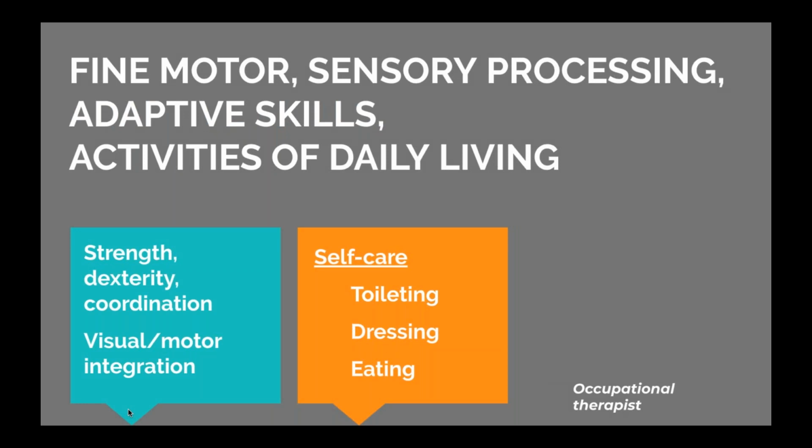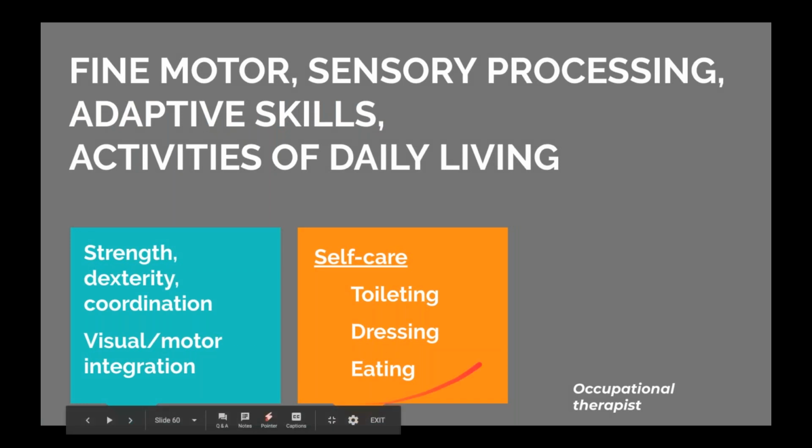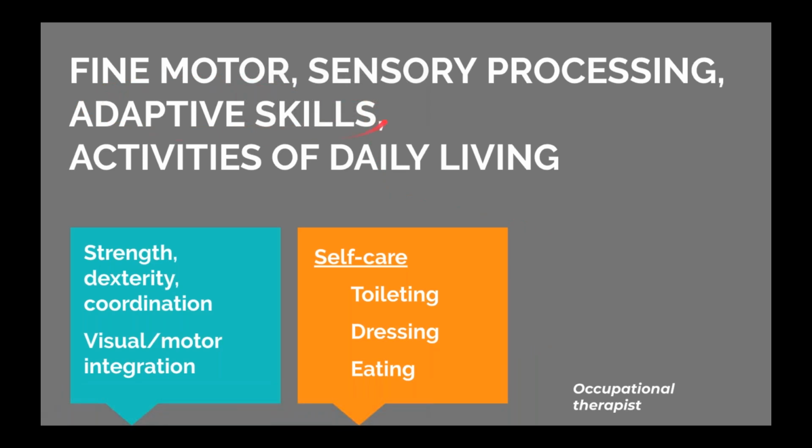Fine motor, sensory processing, activities of daily living, these are all generally done by the occupational therapist. Kids who have significant challenges or cognitive challenges, you are going to want an adaptive skills assessment as well, because you want to understand what their adaptive skills are. Strength, dexterity, coordination is going to be assessed, visual motor integration. Children with more challenges or that are younger, toileting, dressing, eating ability.